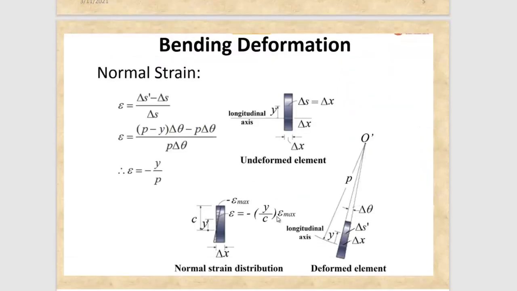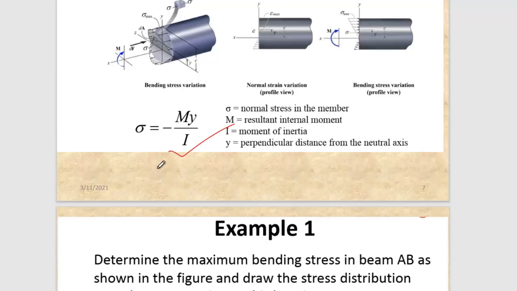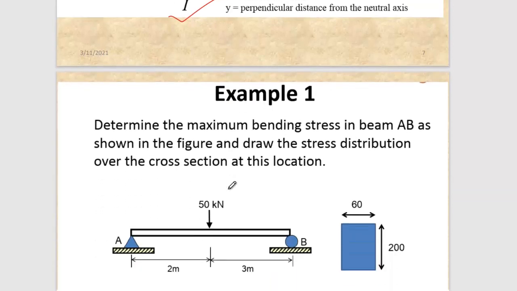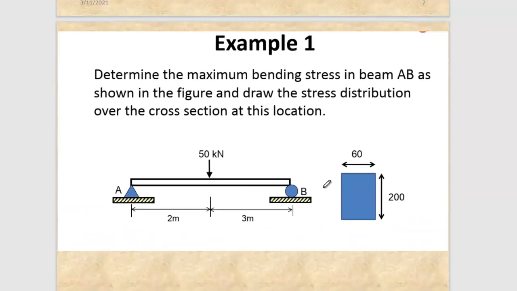Okay, we already developed this equation, sigma equals M y by I. Forget for now about compression and tension. If it is compression, we consider it negative, and if it is positive, we consider it tension. You don't have to worry about these things right now. As a simple example, determine the maximum bending stress. Bending stress and flexural stress are the same, right? Do you understand that? What you need to do is calculate the f_b, or sometimes they call it only sigma. It's up to you.